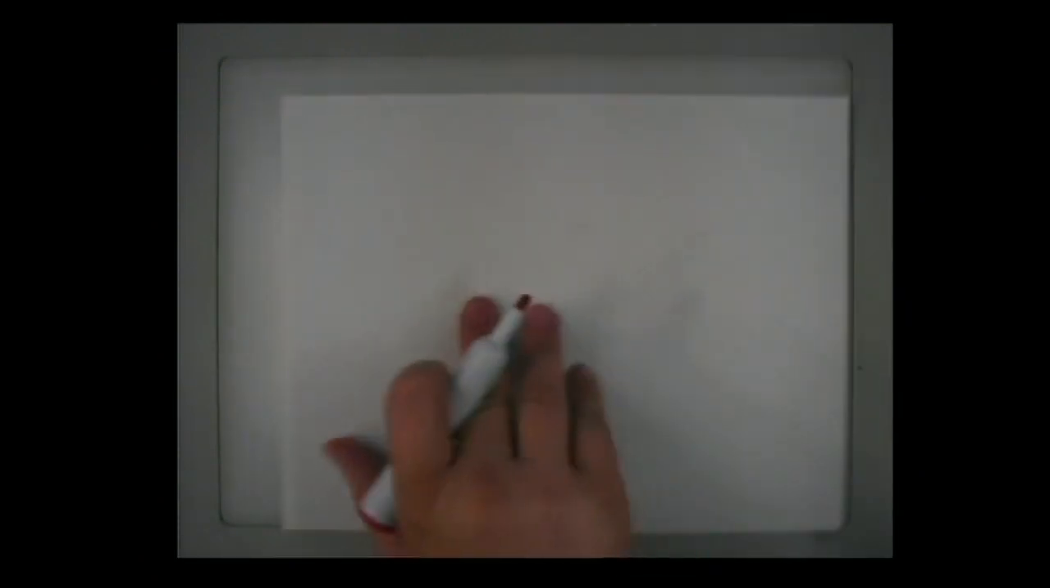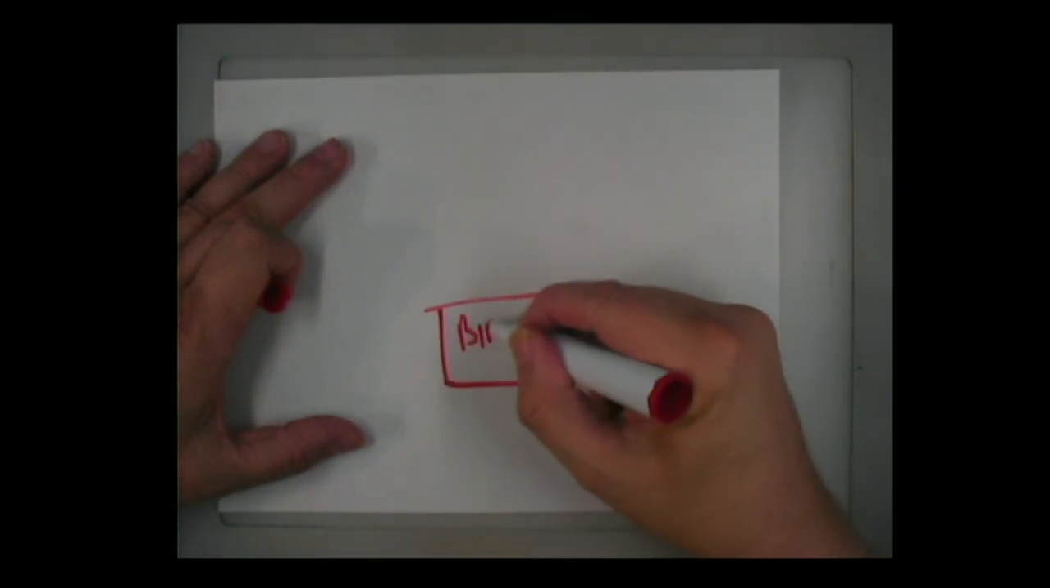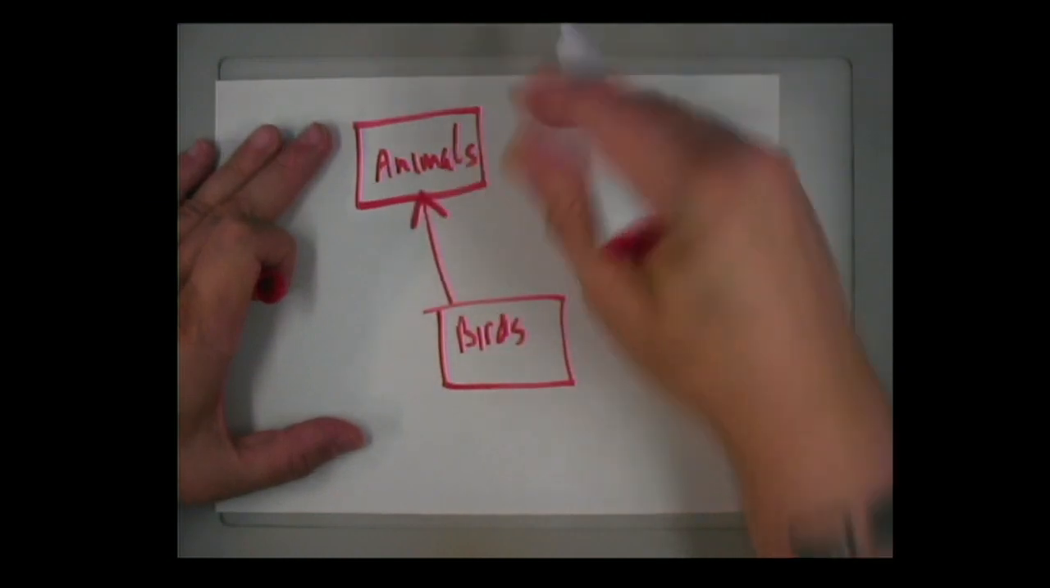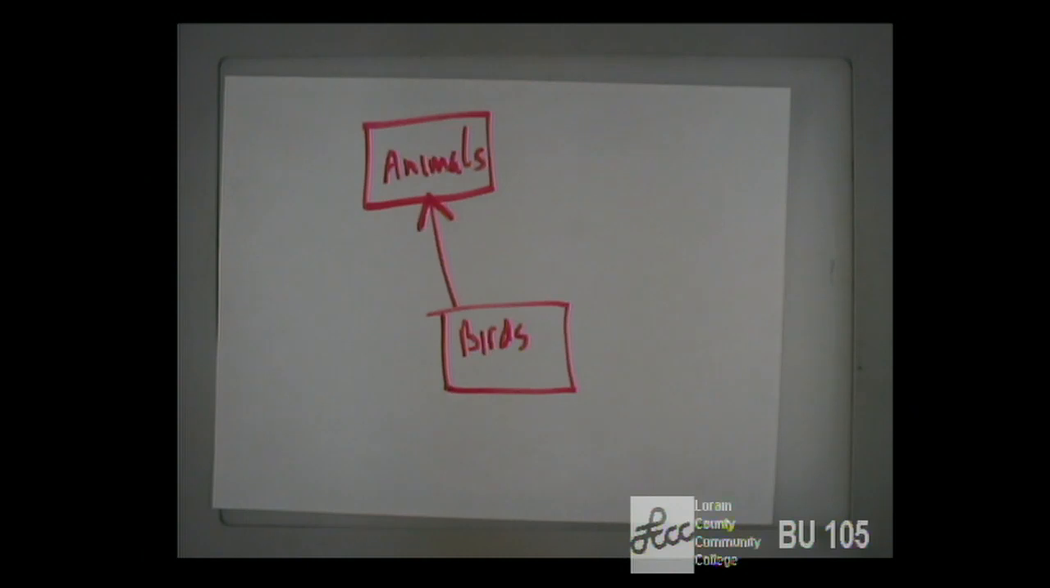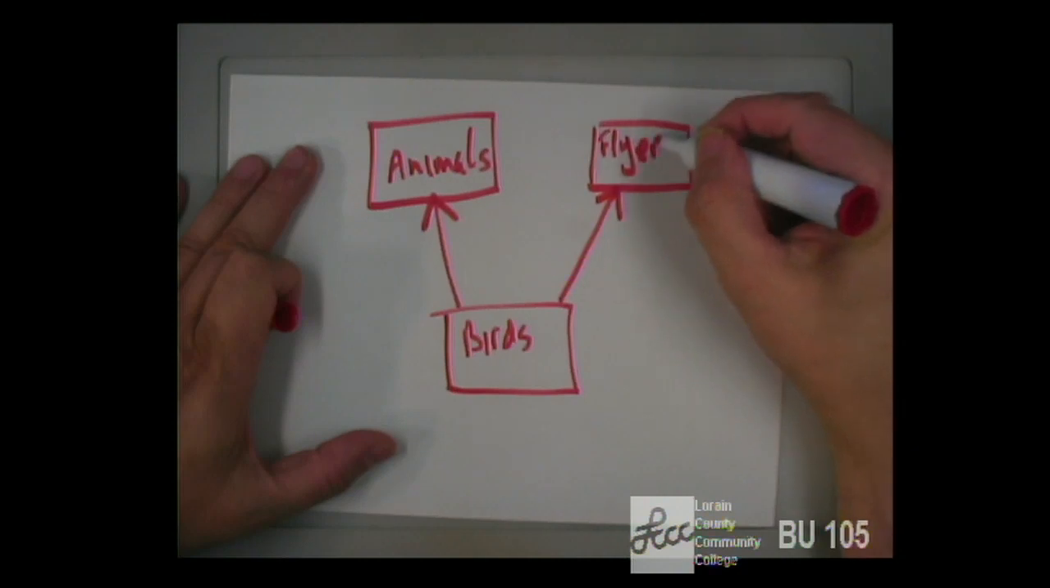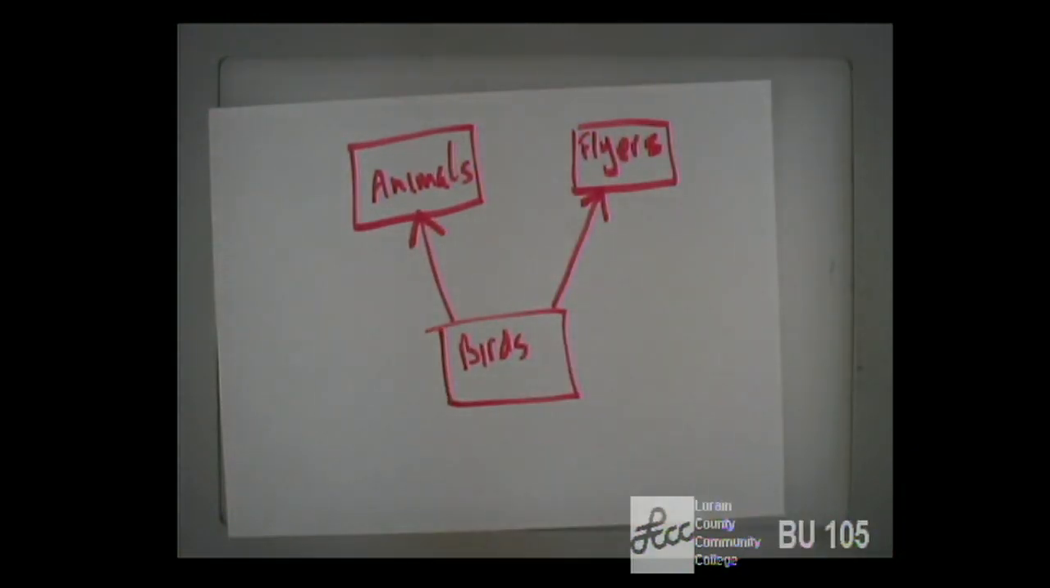Let me think of another example that might be a little bit goofy, but it's true. Birds. Birds are animals. Does it pass the is-a test? Bird is an animal, or bird is a kind of animal. Yeah, so that's valid. What about flying thing? Flying thing, all right? Yeah. A bird is a flying thing. We'll just call them flyers for short, because flying thing sounds awkward. A bird's a flyer, all right? A bird is a kind of flying thing, or a bird is a kind of flyer. Yeah, that makes sense. Can we have multiple inheritance, though?